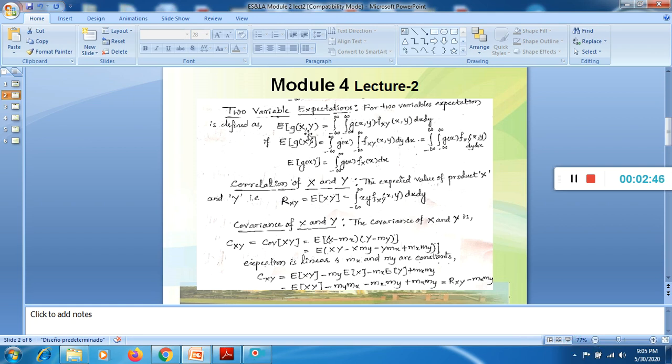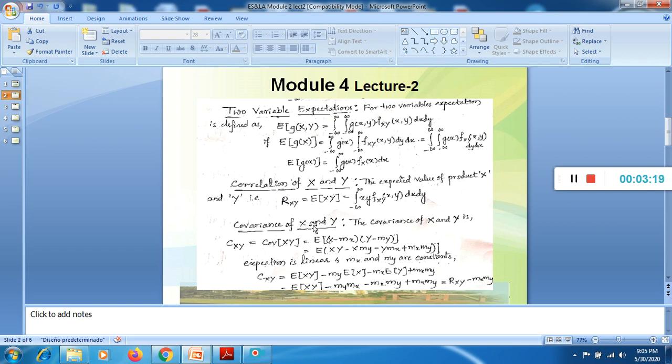Here the expectation of a single variable is E[X], which is the integral of x f_X(x) dx, and when two variables come, their product E[XY] is referred to as the correlation of X and Y. The expectation of the multiplied values of both random variables is nothing but correlation. Then we introduce the covariance.